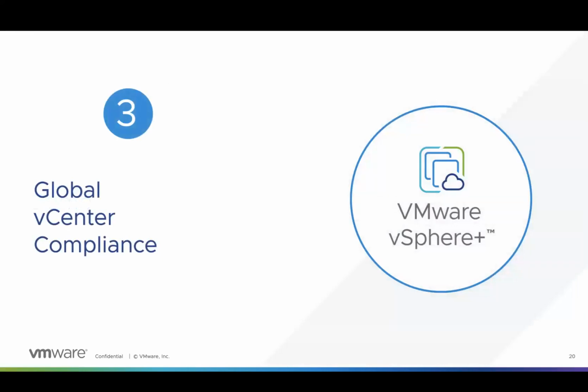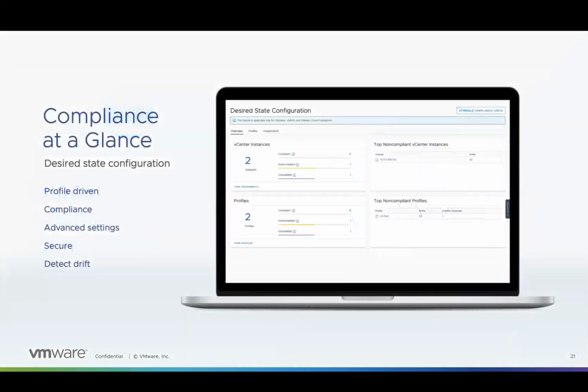So the next capability that we have on vSphere Plus is the global vCenter compliance. So desired state configuration, or configuration drifts as we call it now, is a capability which lets you create profiles for your vCenters and check drifts with that profile. So it is foremost a profile-driven compliance check, and it lets you check drifts with your advanced settings, and it lets you provide security context to your vCenters.